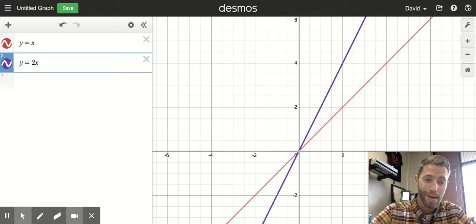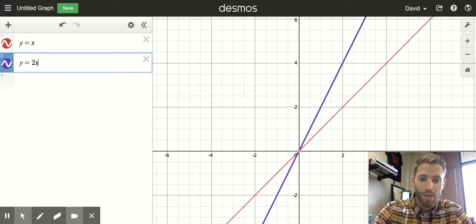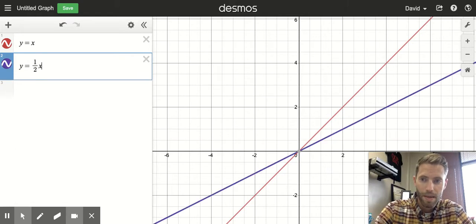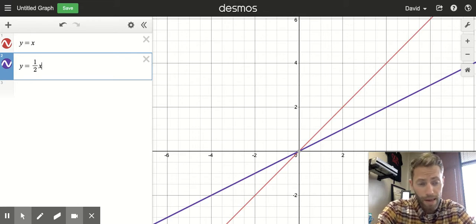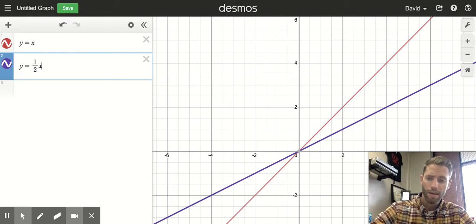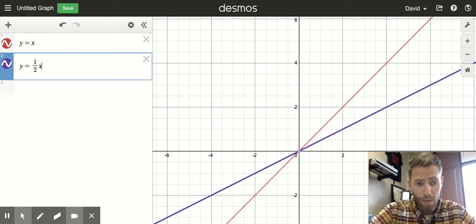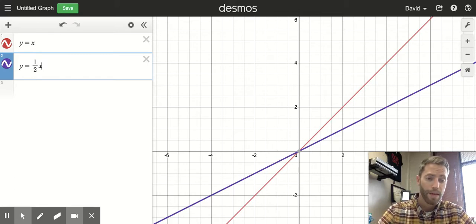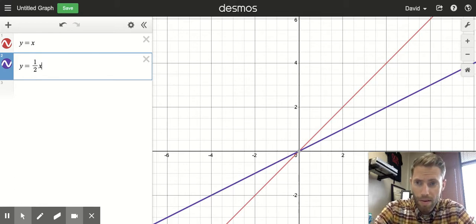Remember, the higher the rate, the steeper the line, right? The higher the rate, the steeper the line. So y equals 2x would be steeper. What if I said y equals 1/2 x? Well, that's less steep, right? Because 1/2 is less than 1. And the parent function has a rate of 1. 1/2 is less than that, so it's less steep, okay? All right, so we can see there that if the rate is greater than 1, it's steeper than the parent function. If it's less than 1, like a fraction, it is less steep than the parent function.